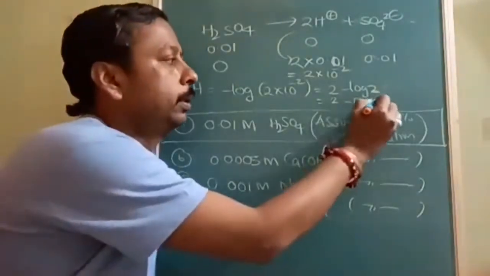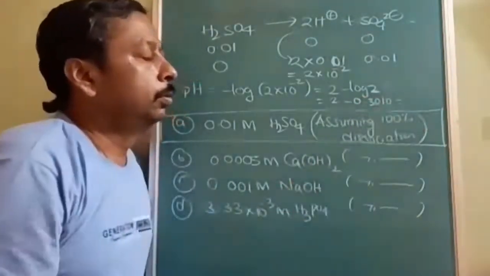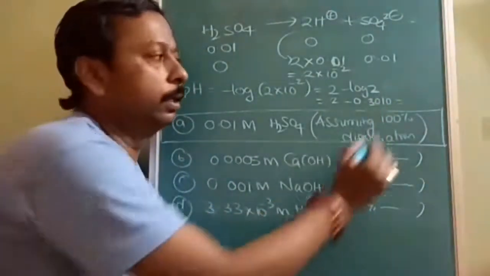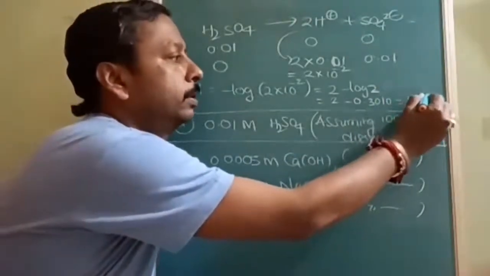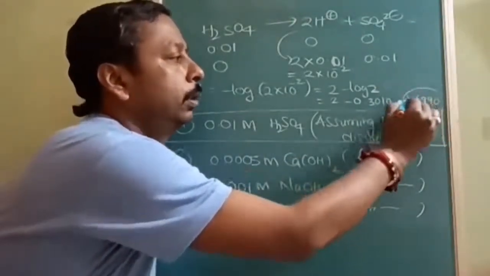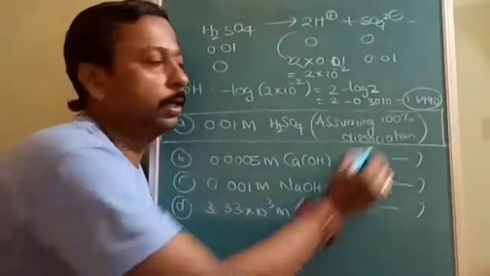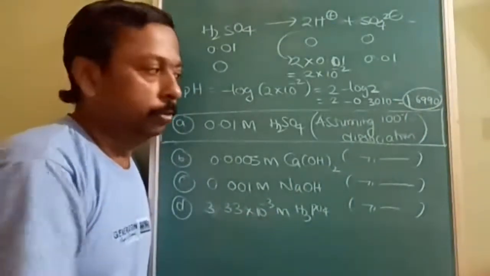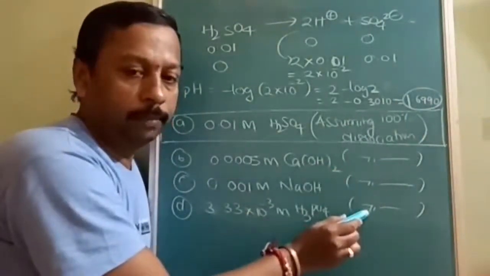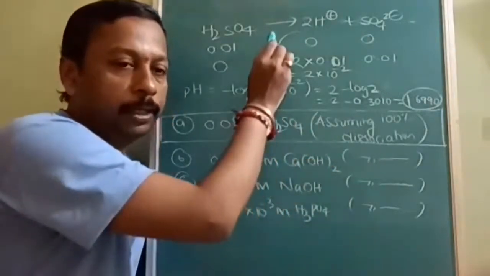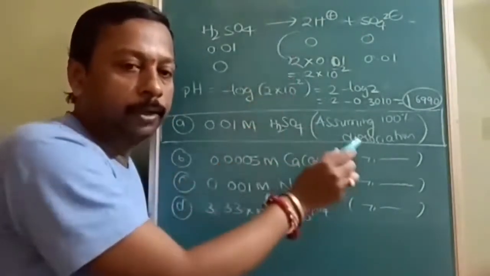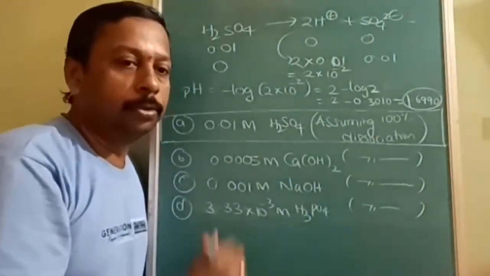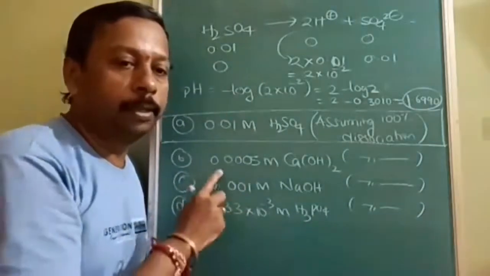If I take it as 0.3, this is going to be nearly 1.7. Otherwise the exact answer is 1.6990. First question, how to solve, is it understood? As everywhere you find complete dissociation, you can keep it as a single arrow. If not given, then how to approach that I will tell you in the next models. So note down this first part, then try to do the second part.